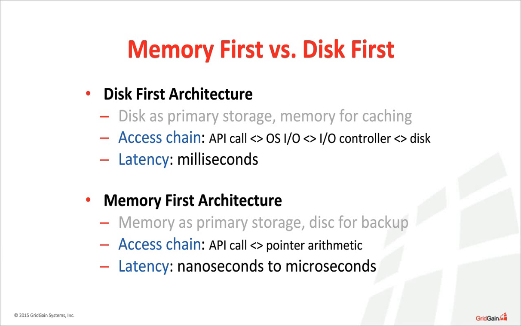Now, when you have data in RAM and you have an in-memory system, when your application needs to get access to a piece of data, all it needs to do is pointer arithmetic.